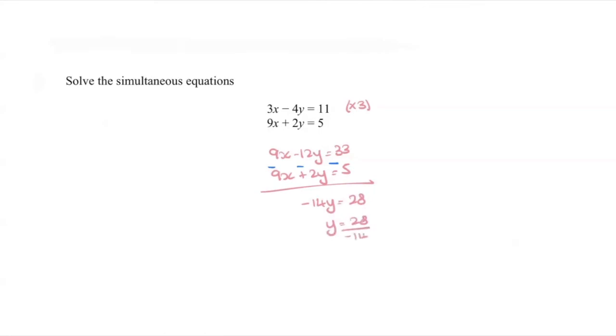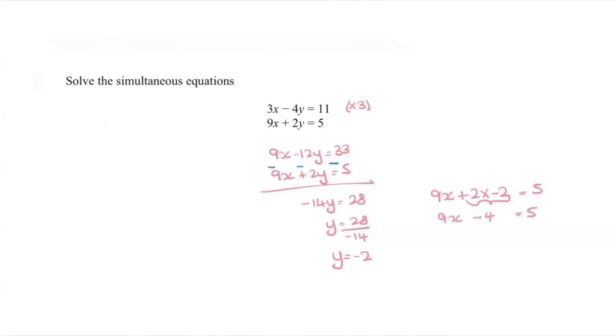Divide through by the minus 14. And that leads to y equals minus 2. And remember, do use that calculator. It's what it's there for. So I'm going to use 9x plus 2y equals 5. I replace the y with minus 2. 2 times minus 2 is minus 4. So I've got 9x minus 4 equals 5.